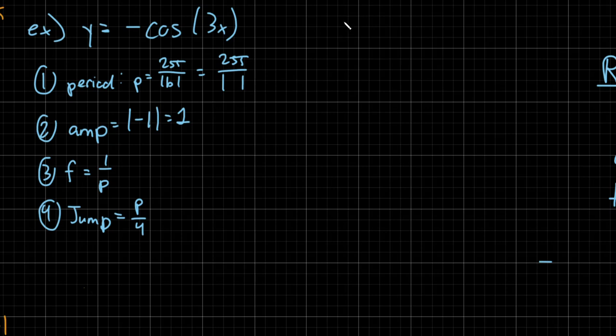A normal function would look like y equals a cosine of bx. So what is b? 3. Perfect. Okay, so that's just 2 pi thirds. That means my entire curve is going to go from 0 to 2 pi thirds. So that's start and end.